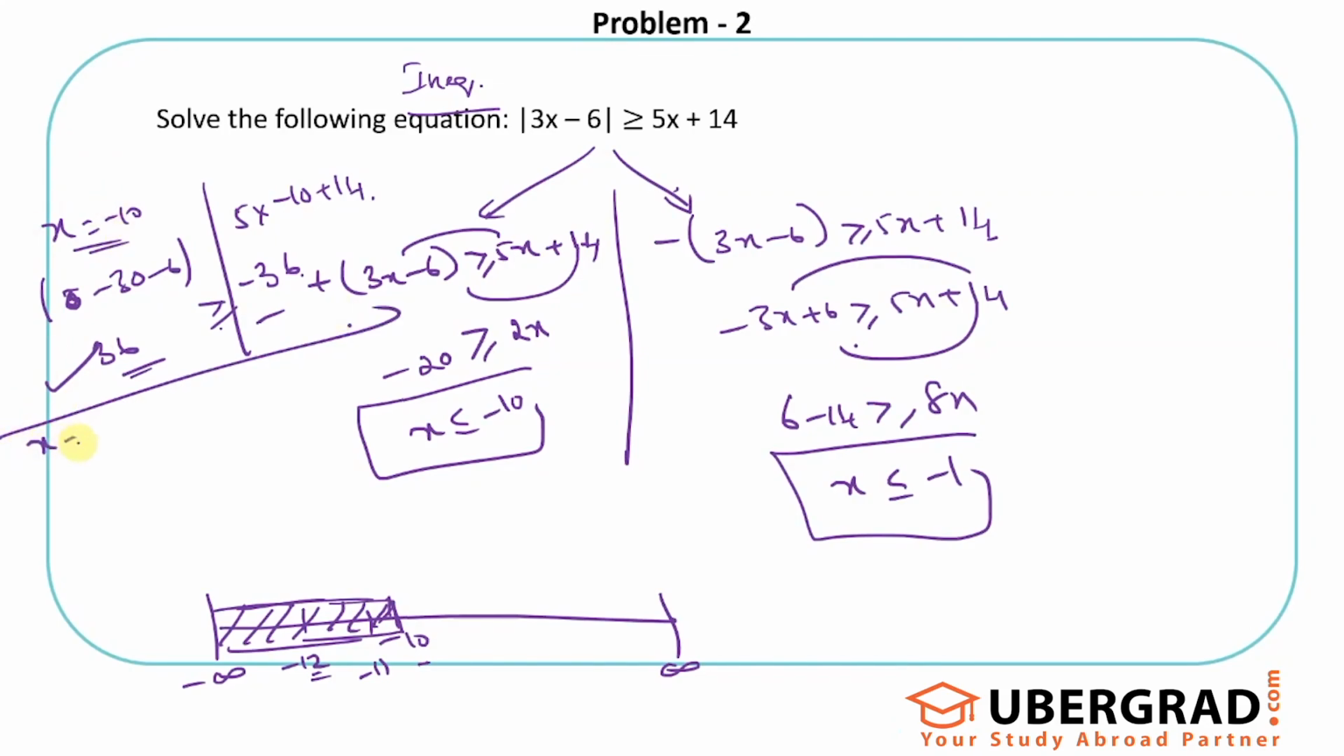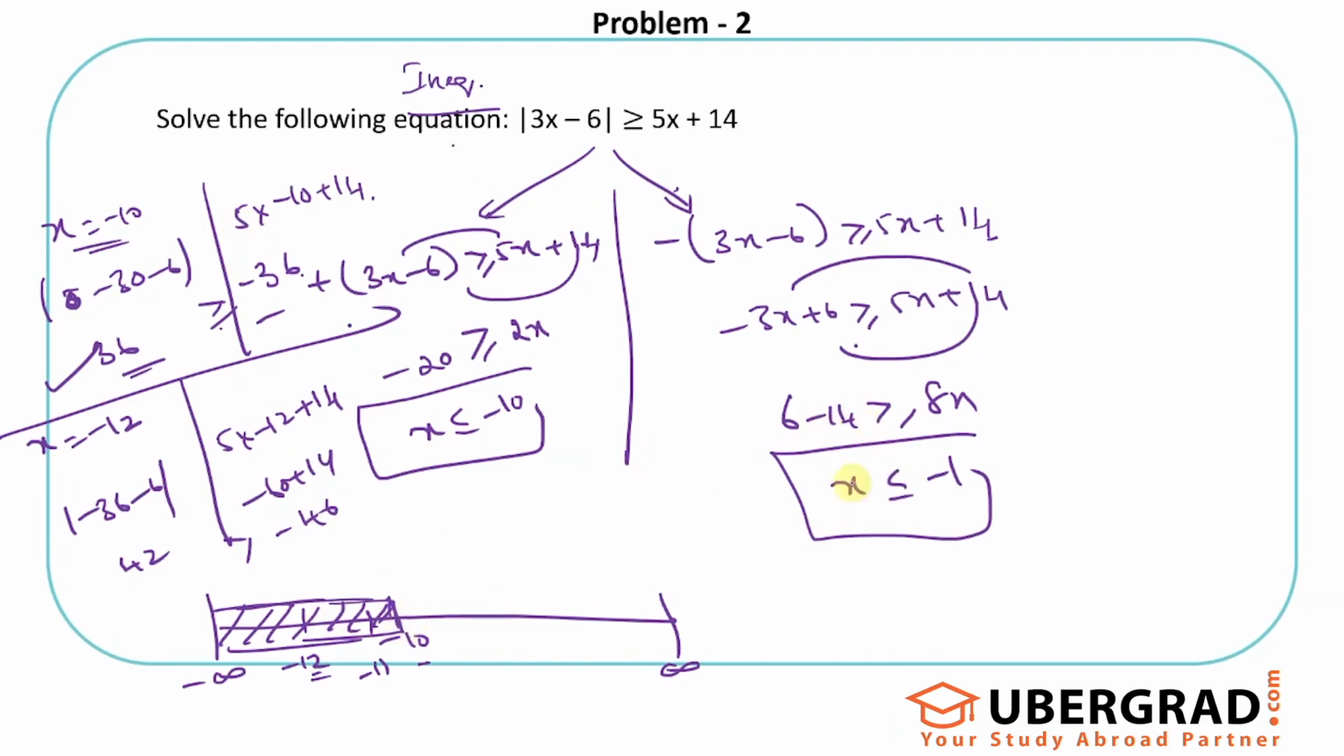Let me put x is equal to minus 12. So 3 into minus 12 is minus 36. Minus 36 minus 6, mod of minus 36 minus 6 is 42. What about the RHS? 5 into minus 12 plus 14, so minus 60 plus 14 is minus 46. Is greater. So all of these values are true.